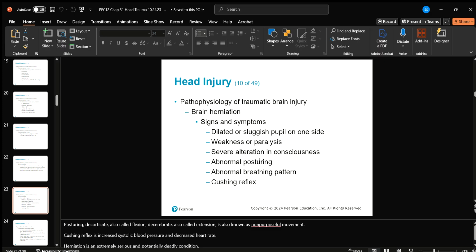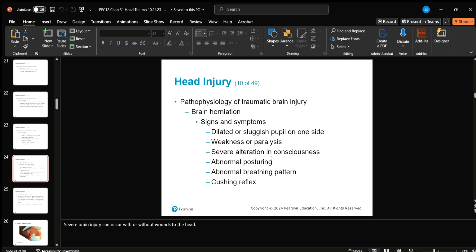All right. Cushing reflex, or Cushing's syndrome, is increased systolic blood pressure and decreased heart rate. Okay? Increased systolic blood pressure and decreased heart rate. So their BP keeps going up and up and up, but the heart rate is going down. They may also have erratic or irregular breathing patterns.